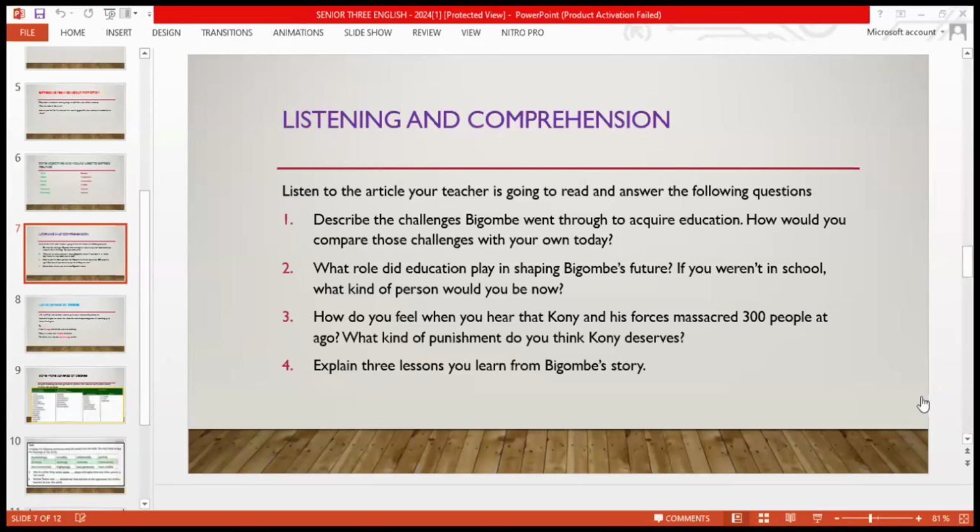Yes. So that's our passage. Now let's answer the questions very fast. We have like 6 minutes for this activity, then we get to the last part of the lesson. Okay, if you can answer for us, number one, describe the challenges Bigombe went through to acquire education. Raise your hand.